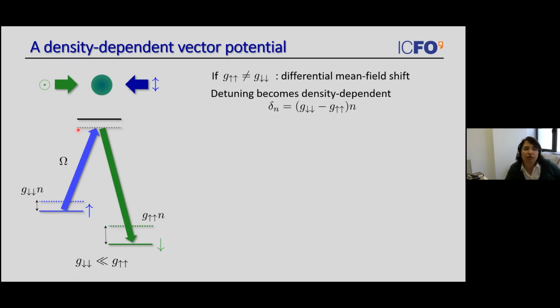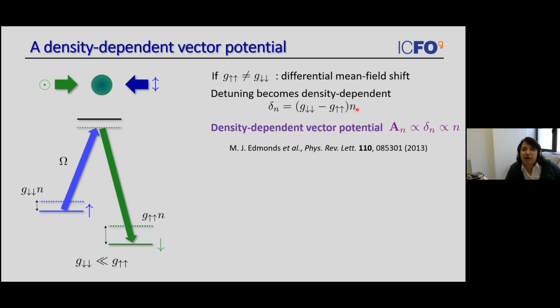And then the detuning of this Raman process becomes density dependent. So we have a density dependent detuning that depends on the difference between the coupling constants and the density of the gas. And that means that because the vector potential now is proportional to the detuning, we will have a density dependent vector potential, which is proportional to n.